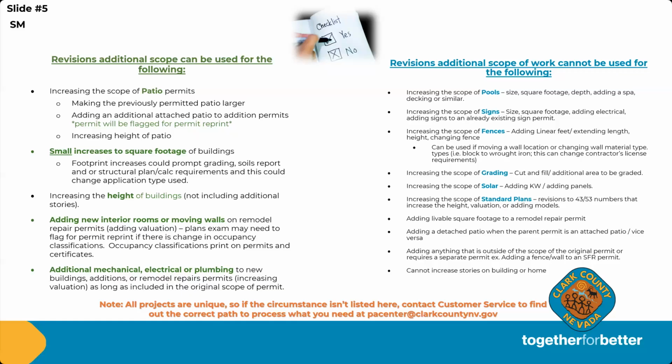Just a little disclaimer note, all projects are unique. So if the circumstance isn't listed here, we can't list every type of circumstance that comes up with your particular and special project. Just reach out to us and inquire before you submit if you want to avoid that correction letter saying, sorry, can't do it as a revision or a revision is additional scope, you need a supplemental permit. Just go ahead and reach out to our customer service team, and their email address is listed here on the slide. It's packenter@clarkcountynv.gov. And they can also be reached at 455-8972.